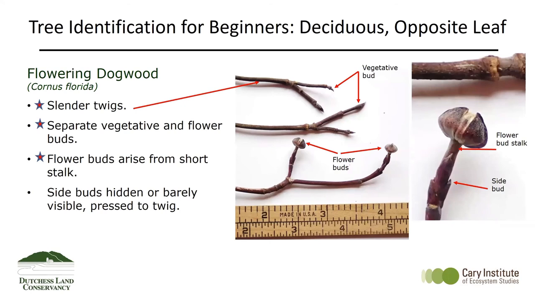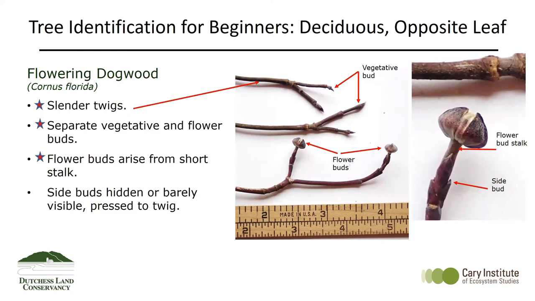Up close, we can easily recognize dogwood by some of the characteristics of the twigs, the slender twigs, and the fact that it has separate buds for vegetation, for leaves, and for flowers. The vegetative buds are narrow and pointy. The flower buds are much broader. Many people describe them as looking like a chocolate kiss. And the flower buds also are attached to the twig with a short stalk. So if you see those characteristics on a twig, you're probably looking at a flowering dogwood.